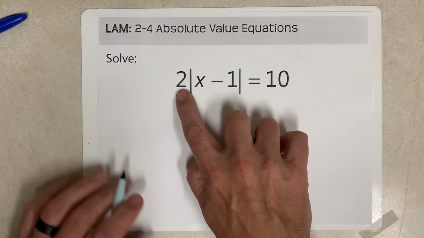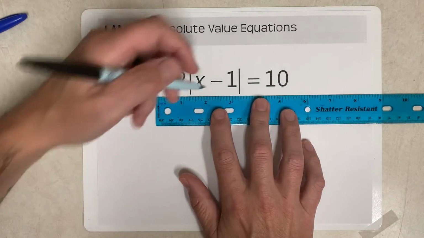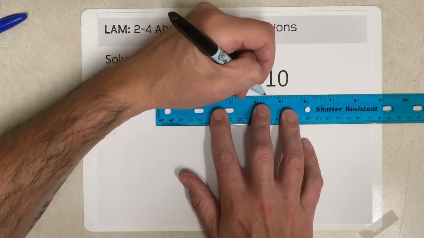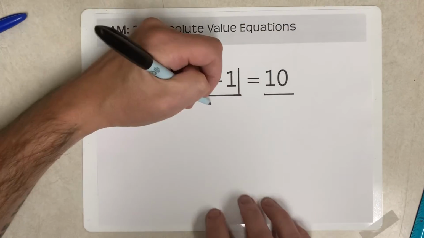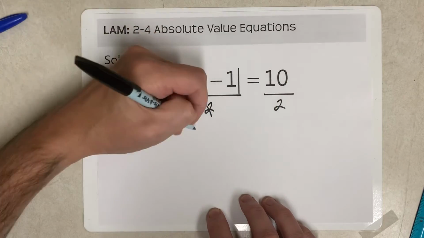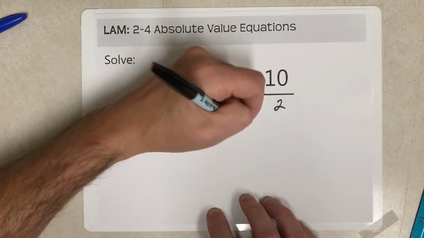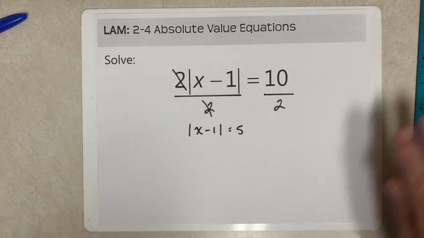So what if you have a 2 right here or a number in front? What you want to do is get rid of that because you want to isolate that absolute value. So we need to divide both sides by that same exact number to get rid of it. And so when we do that, we're going to get absolute value of x minus 1 equals 10 divided by 2, which is 5. So we have to do that first.